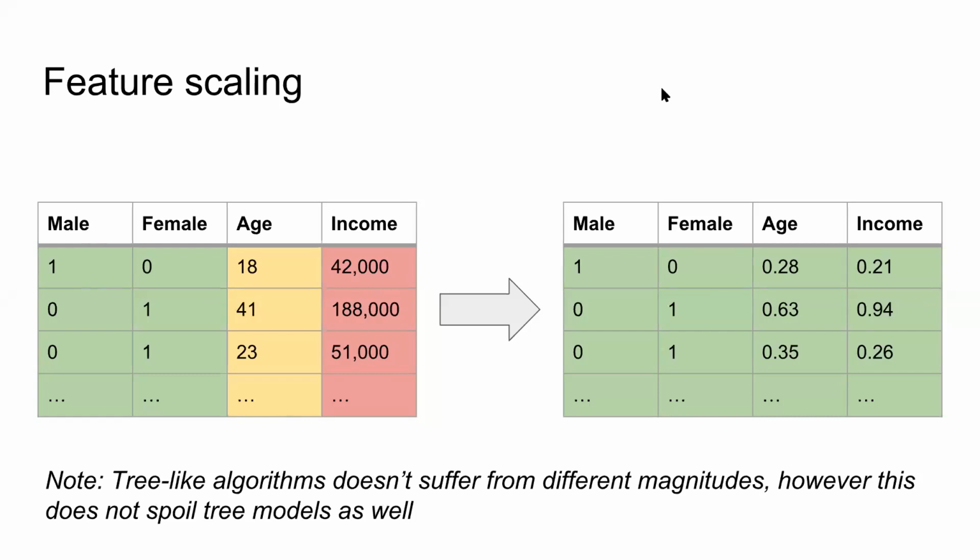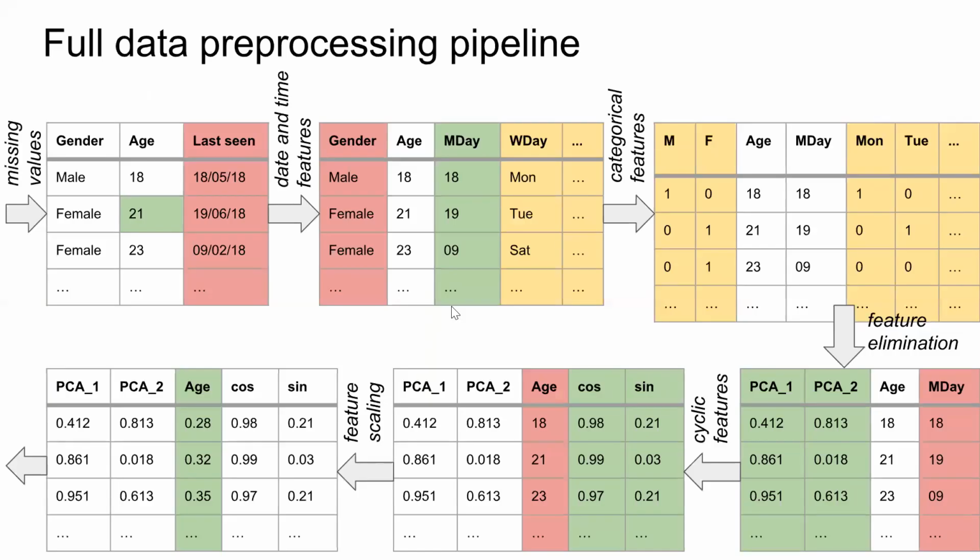Despite that, tree models won't work worse on this data. They don't suffer from different magnitudes. However, we need to make the data in a unified form, because as I mentioned previously, we optimize over different machine learning algorithms, and that's why we do this for all algorithms.